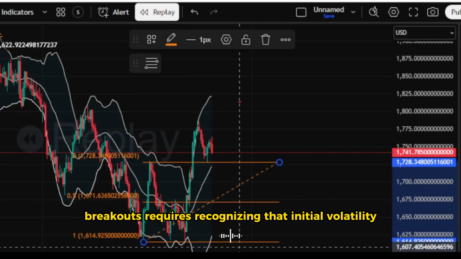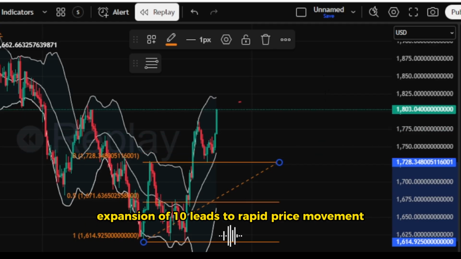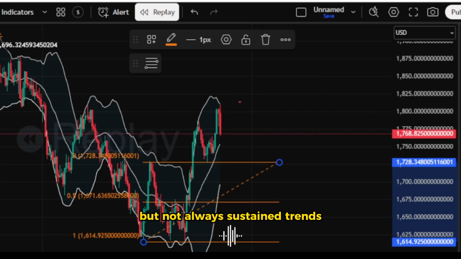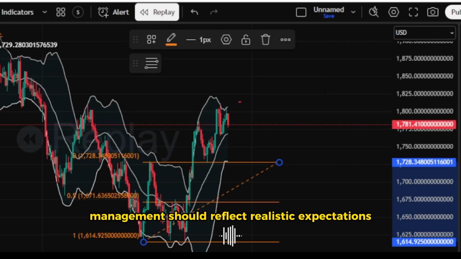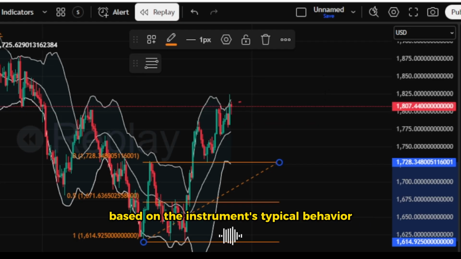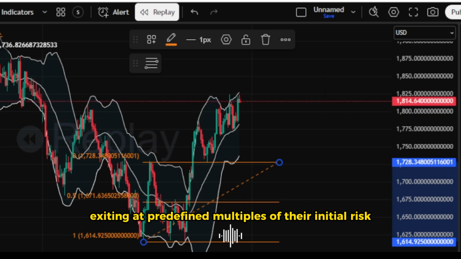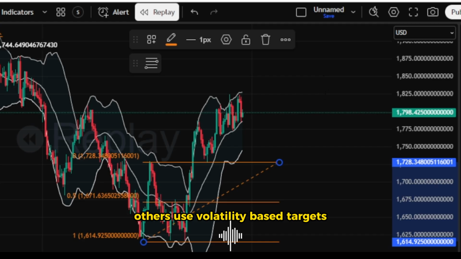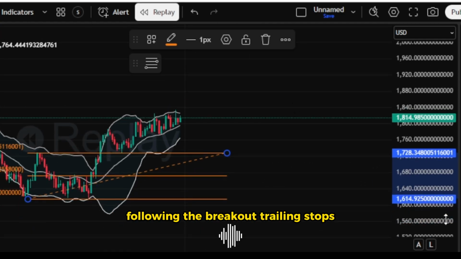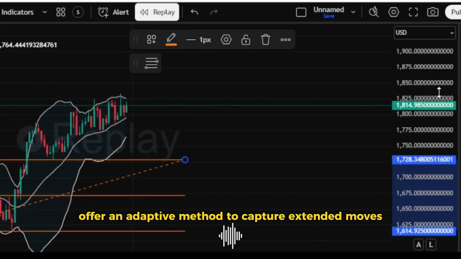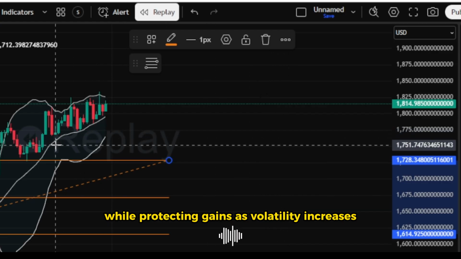Managing trades post-breakout. Successful management of squeeze breakouts requires recognizing that initial volatility expansion often leads to rapid price movement, but not always sustained trends. Therefore, profit targets and trade management should reflect realistic expectations based on the instrument's typical behavior. Some traders employ fixed reward to risk ratios, exiting at predefined multiples of their initial risk. Others use volatility-based targets, measuring the average true range to project likely price travel following the breakout. Trailing stops offer an adaptive method to capture extended moves while protecting gains as volatility increases.